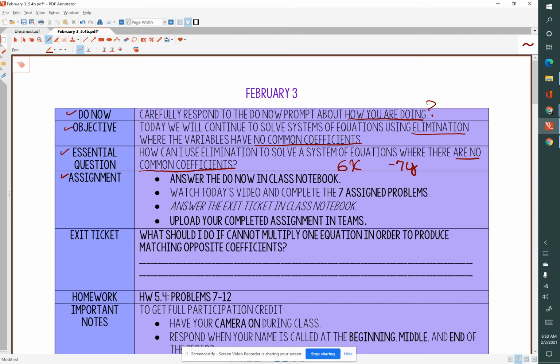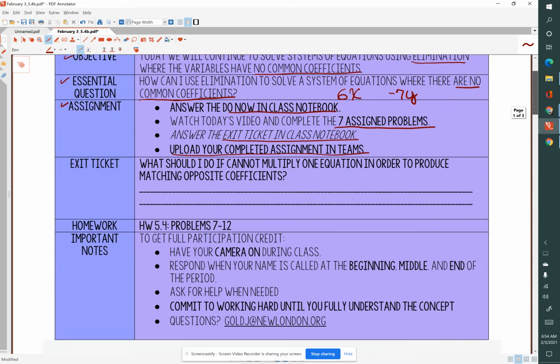Our assignment: we will complete our do now in class notebook. We will watch the video. We have 7 assigned problems. They're a little more difficult than they were yesterday, but I know you can do it. We're going to answer our exit ticket in class notebook. And then remember to upload your completed assignment in Teams, which today is 1 page of work.